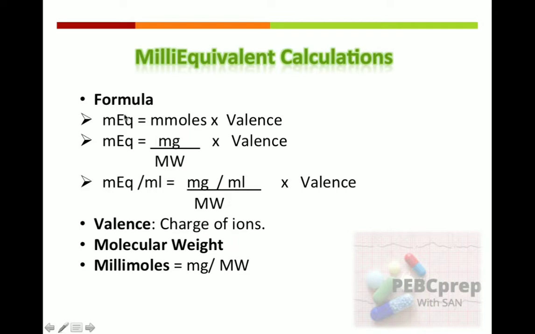So here the basic formula for milli-equivalent is millimoles into valence, but we replace millimoles with milligram over molecular weight. Just like this, millimoles is equal to milligram divided by molecular weight. Sometimes in a question you will be asked about the millimoles, sometimes you will be given milligrams. So depending upon the question, we will choose a formula out of these.